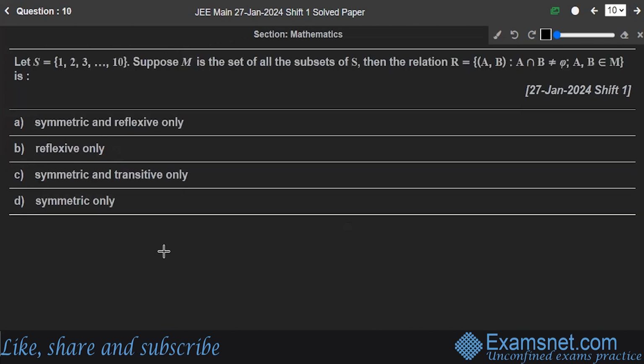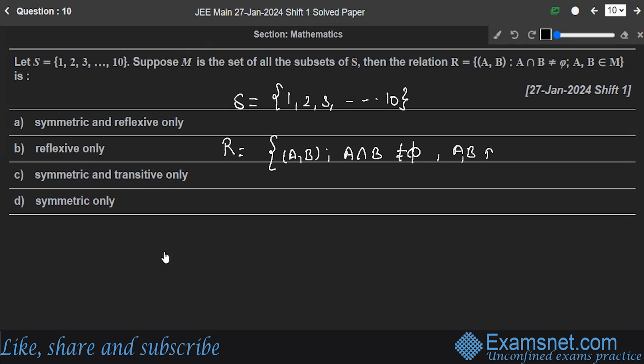Let's move to question number 10. S is given by this. Suppose M is a set of all subsets of S, then the relation R, which is having the ordered pair AB, such that A intersection B is equal to phi and A, B belong to M, is. So first thing, you are having the S set as 1, 2, 3 till 10. Now R is the relation such that AB exists for which A intersection B is not null, not phi, and they both belong to M.